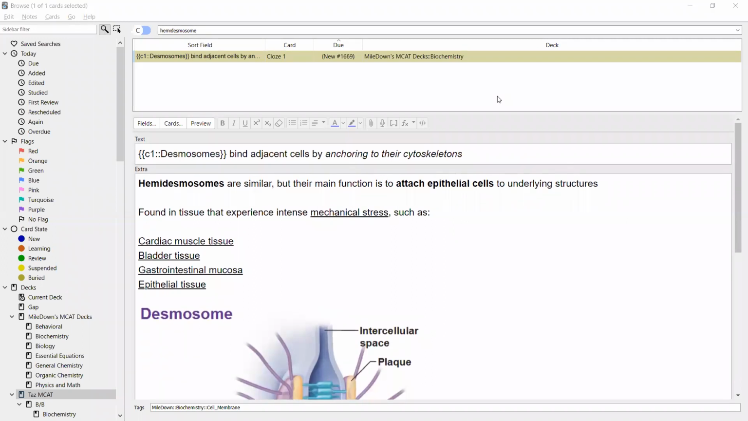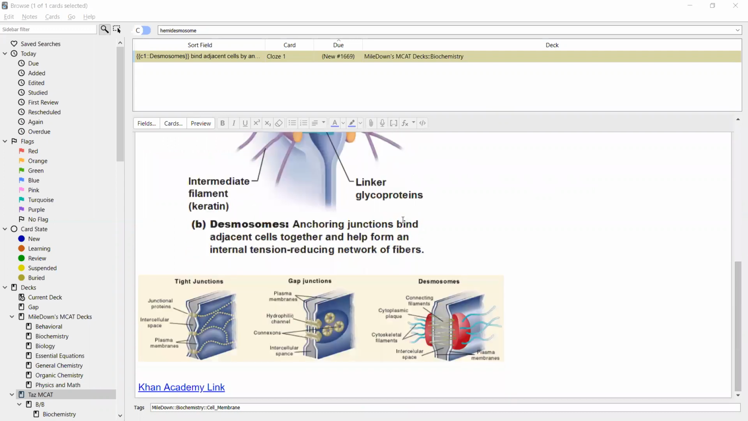Hemidesmosomes are similar, but their main function is to attach epithelial cells to underlying structures. So you see, we learned three things, right? We knew what tight junctions were, we knew what gap junctions were, and we knew what desmosomes were. But we had not heard of hemidesmosomes.